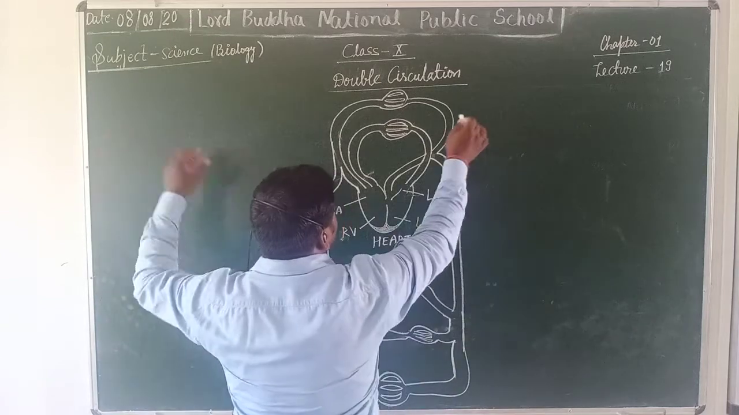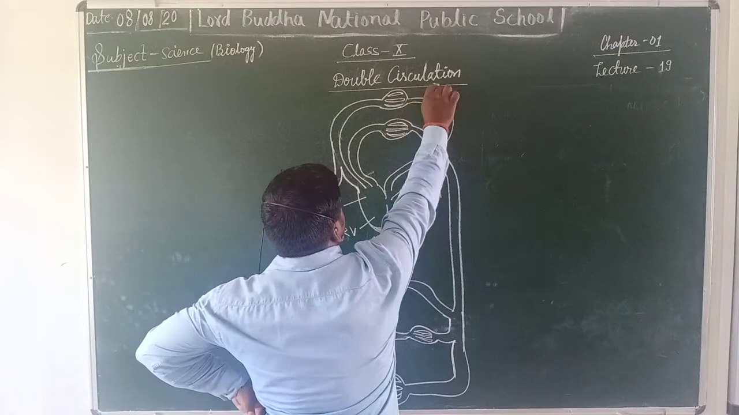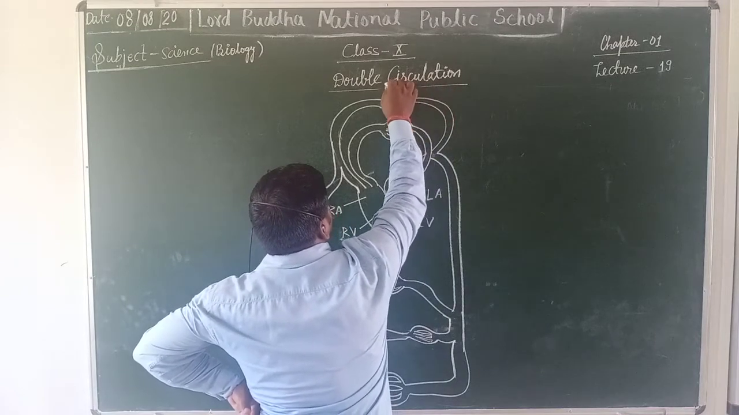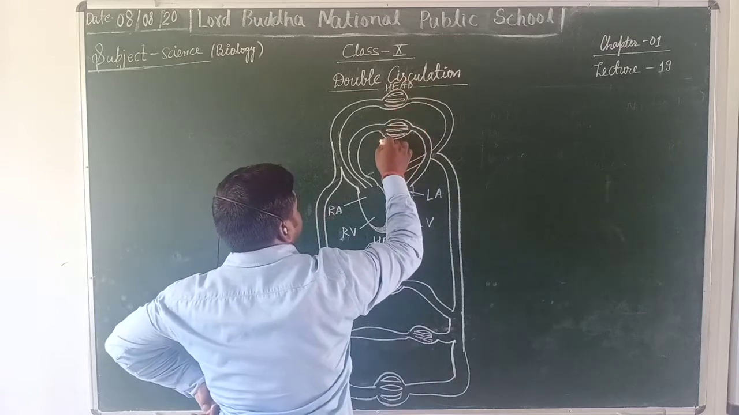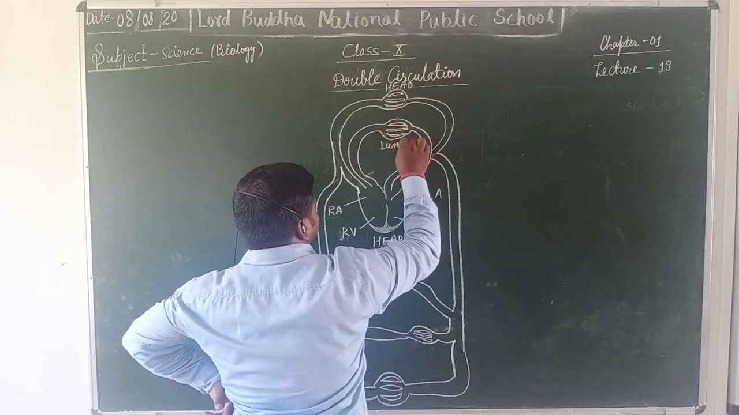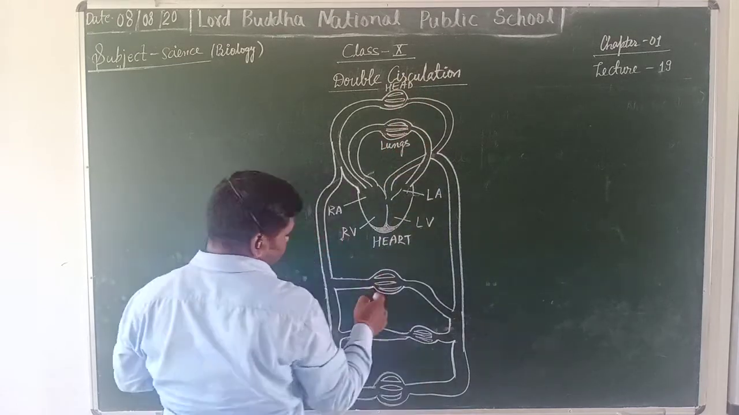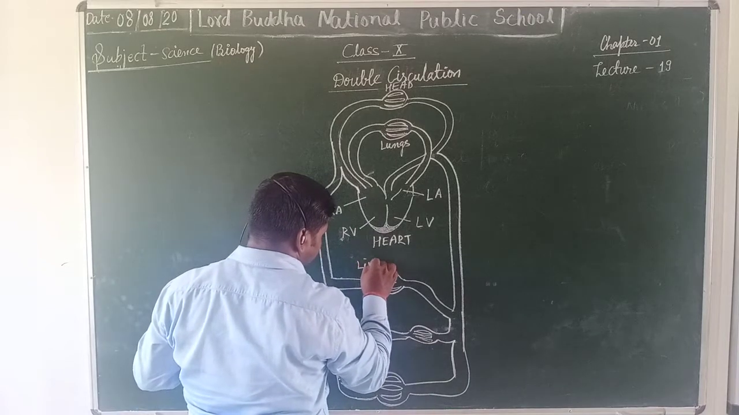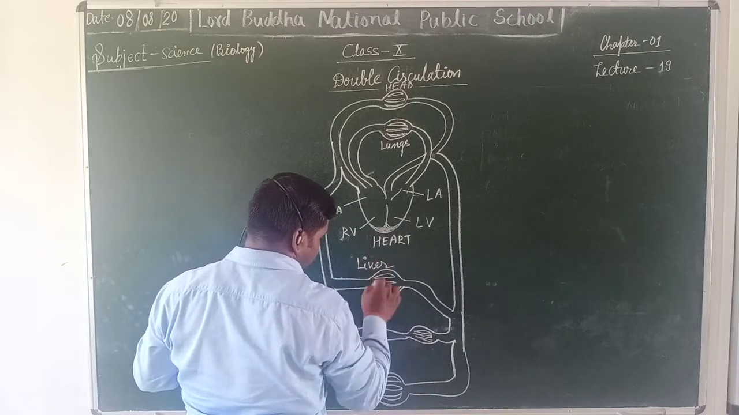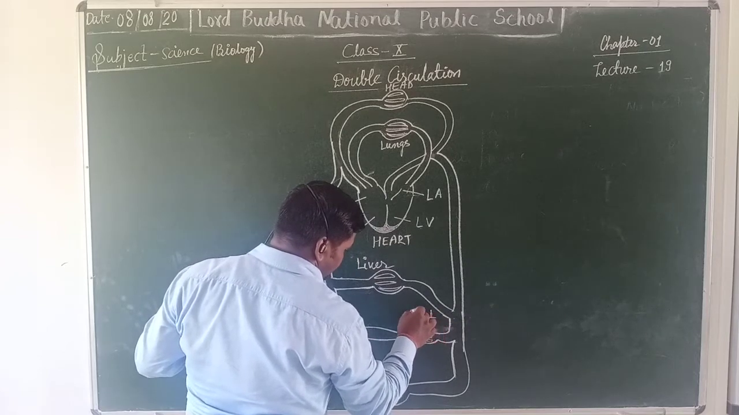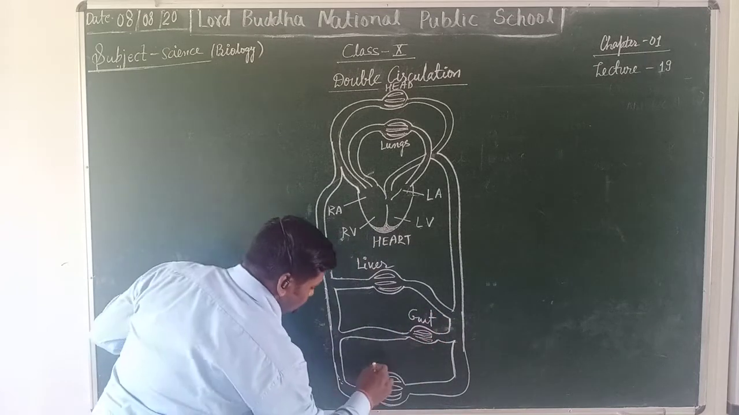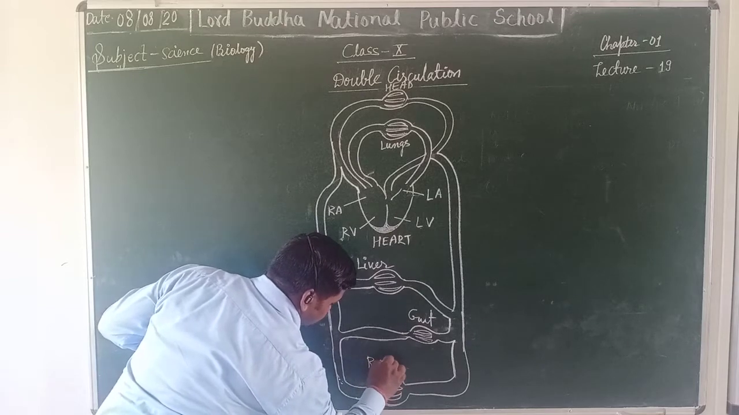Now I label these. This is the head, our head part. This is the lungs, and that is the liver. This is the gut, the whole abdominal part, and this is the rest of the body.